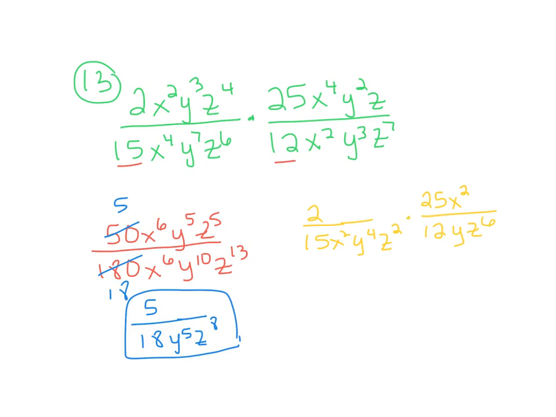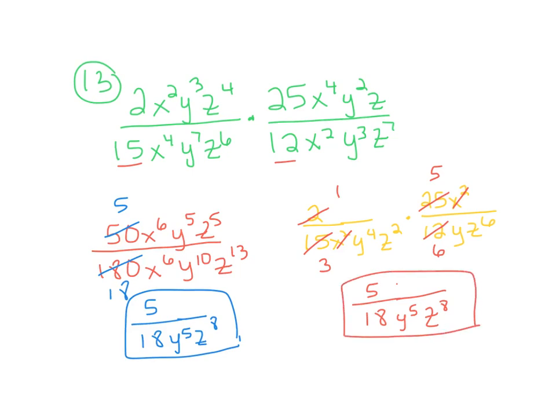And then what I would do from here is I would cross reduce my fractions. 2 goes into 2 once, 2 goes into 12 6 times, 5 goes into 25 5, 3. So I had 5 over 18, and then I would do my top. I still had x squared, can cancel with x squared, and then I had y to the 5th, z to the 8th. So there's lots of approaches as long as you got the answer.